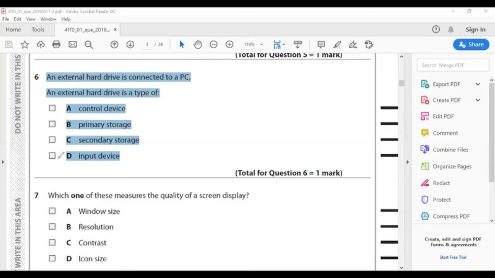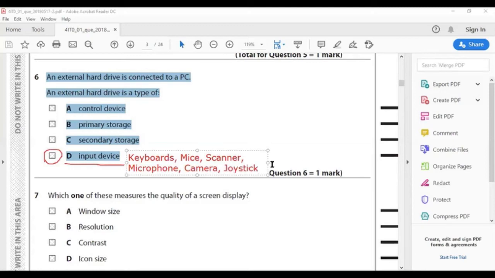Did you say D? So the answer is C. No, did Usman say D? Yes, sir. Okay, so it cannot be an input device because input devices are keyboards, mice, scanner, microphone, camera, joystick, etc. These are all input devices. Okay?